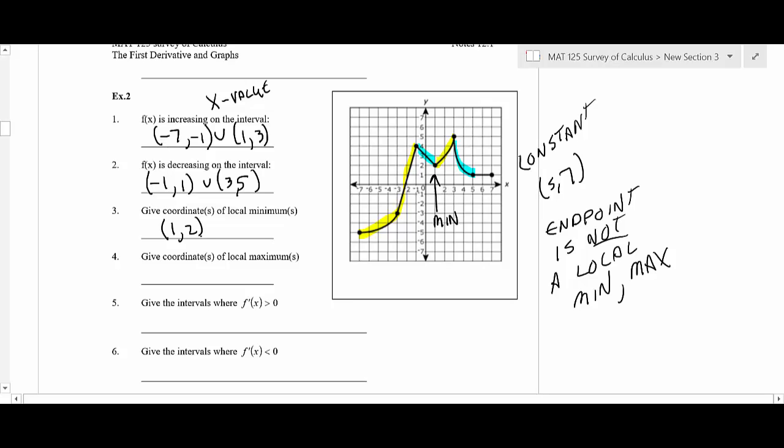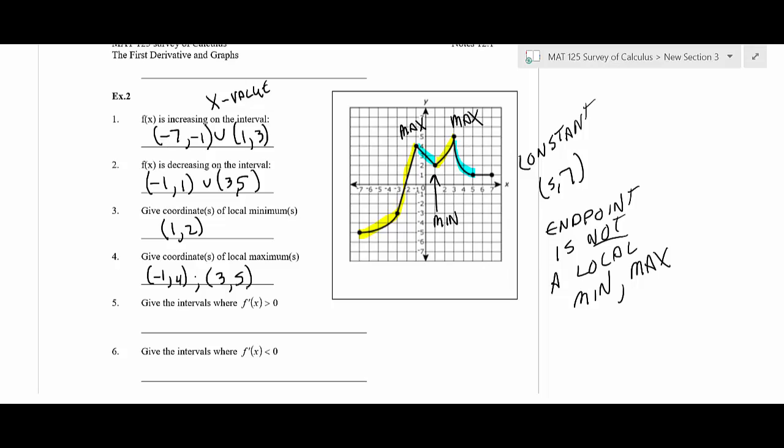Okay, how many local maximums does this have? 2. Okay, there's a max there. Again, the graph changes from increasing to decreasing. There's also a max there. So that looks like that's going to be, what, (-1, 4). And the other one is, what, (3, 5). Okay, like that.